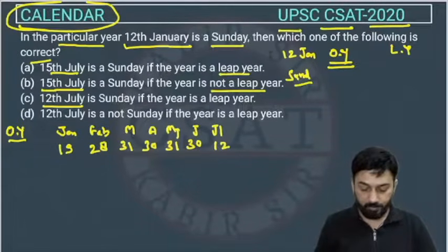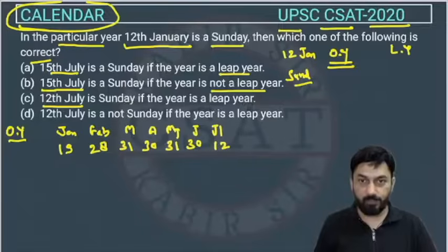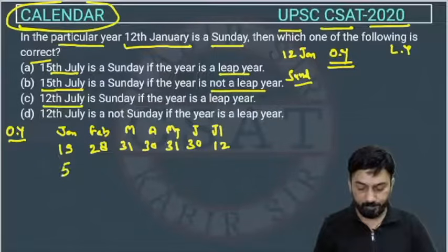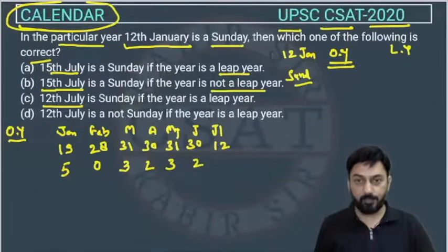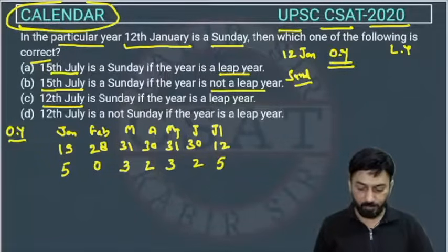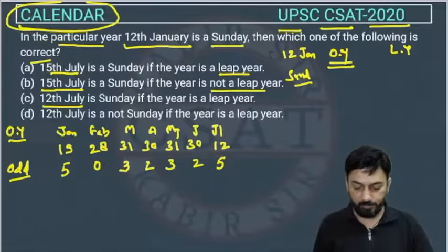So now the odd days will be here. How many odd days? We will divide by 7, right? 7 twos are 14. How many are remaining? 5. Here 0 odd days, here 3 odd days, here 2 odd days, here 3, again 2, and this 12 gives 5 odd days, right? Now total how many odd days are there? 5 plus 3, 8, 8 plus 2, 10 plus 3, 13 plus 2, 15 plus 5, 20. So total 20 odd days.